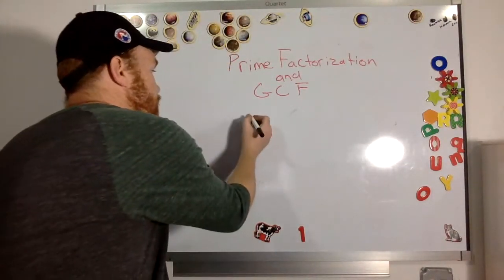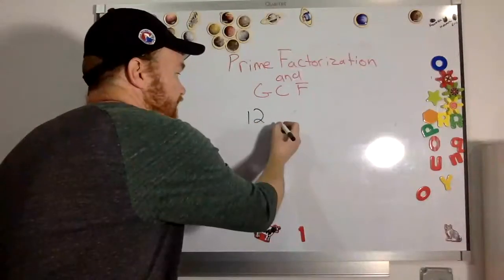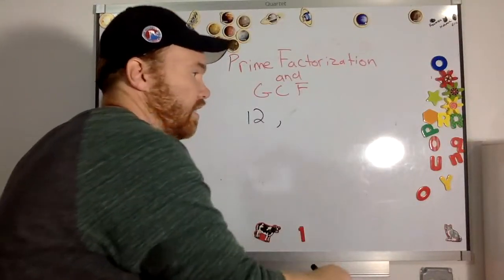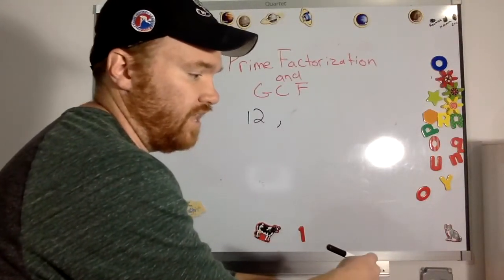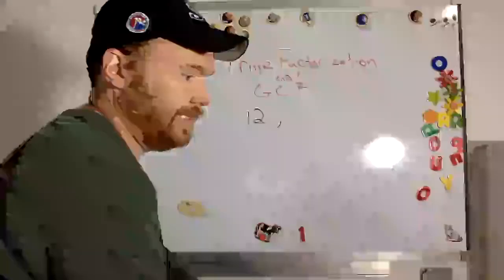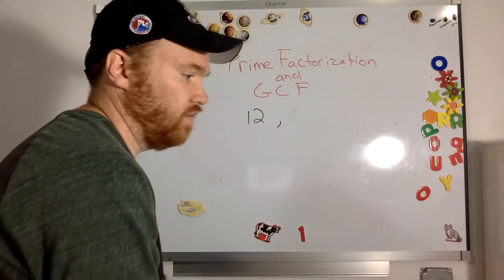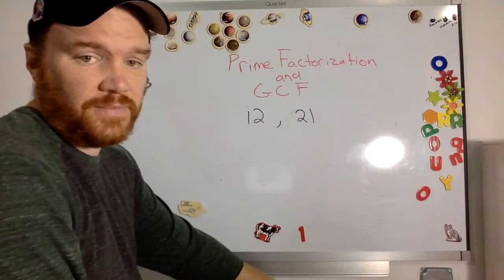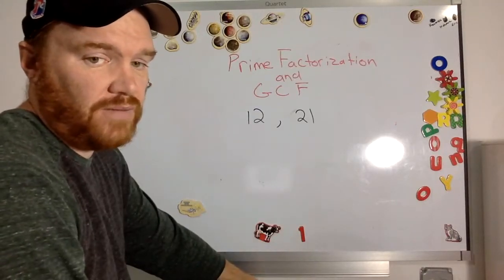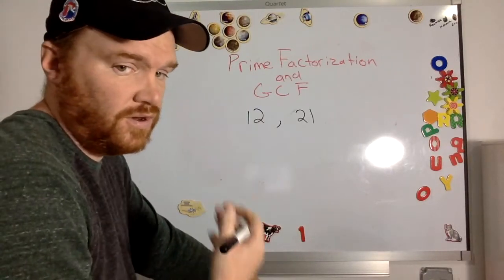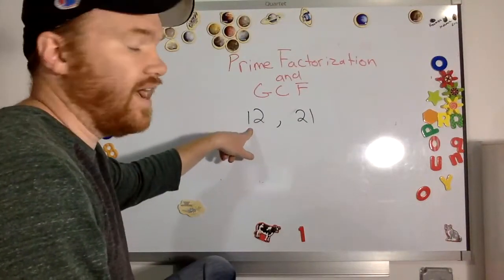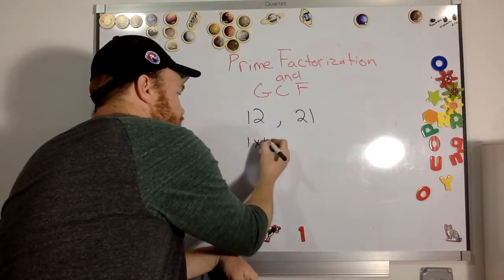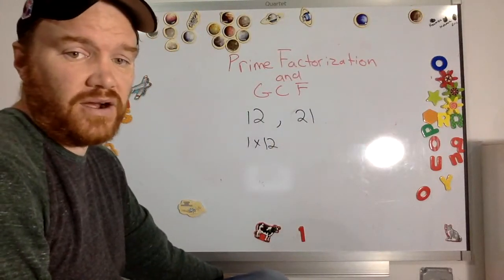Okay, greatest common factor. We're going to find the greatest common factor of 12 and 21. Some of you probably know it right off the top of your head if you're familiar with it. Okay, so I find what are the factors of 12. I always like to list them out in their factor pairs.